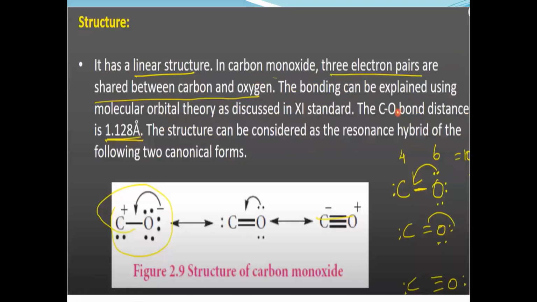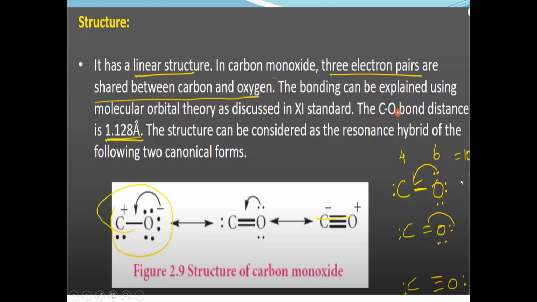So next one is the structure of the carbon monoxide. It has the linear structure. In carbon monoxide, 3 electron pairs are shared between the carbon and the oxygen. This is the Lewis dot structure for the carbon monoxide. Carbon valency is 4, oxygen valency is 6, so totally 10 electrons. First we need to put one line between the carbon and the oxygen. One line means 2 electrons. So 10 minus 2, 8 electrons.